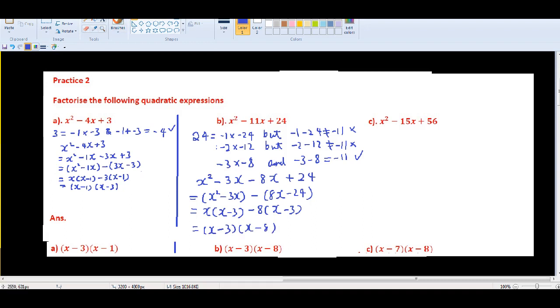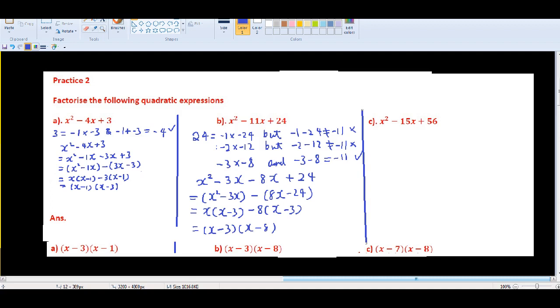Well, good. And the last one could be quite difficult because that's 56. You got lots of combinations, so you need to think about it. Sometimes we need to do some mental math. So of course, are we going to try minus 1 times minus 56?